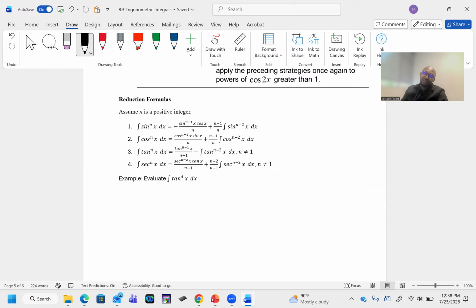So, same thing for the reduction formulas, okay? You can use any of these 4 formulas if you need to reduce the power of the given integral, like the integral of sine to the power of n x dx is negative sine to the power of n minus 1 x times cosine x divided by n, plus n minus 1 divided by n times the integral of sine to the power of n minus 2 x dx, and so on.